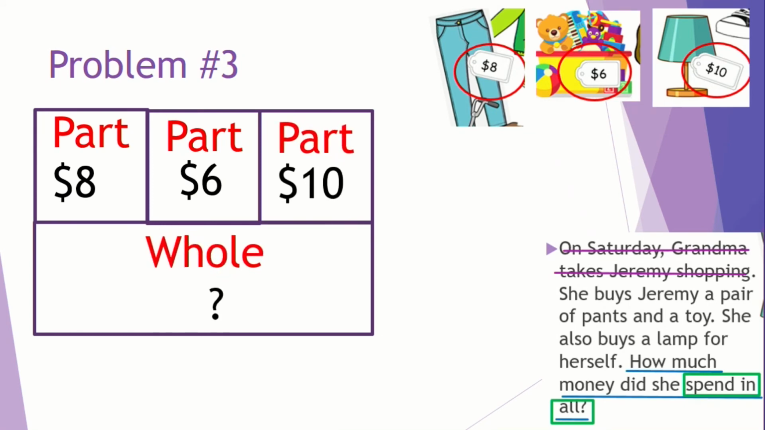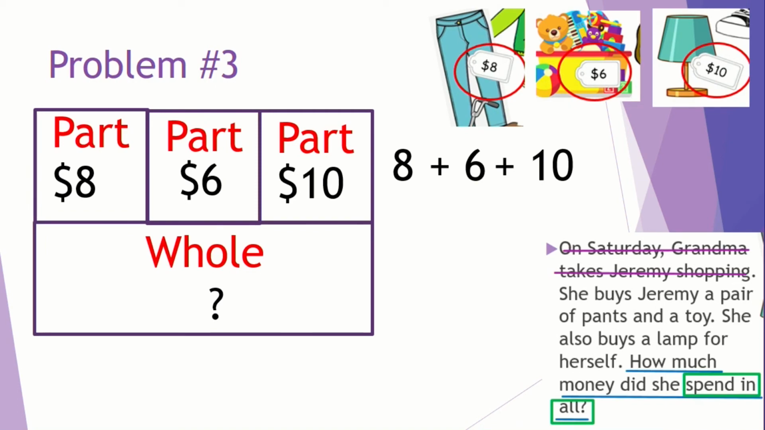But we don't know how much they spent all together. So we do not know our whole. Our math problem is going to look like this. 8 plus 6 plus 10. Now when we do a problem that has more than one number, we like to do 2 numbers at a time. So let's do 8 plus 6 first. And that's a fact you should know.